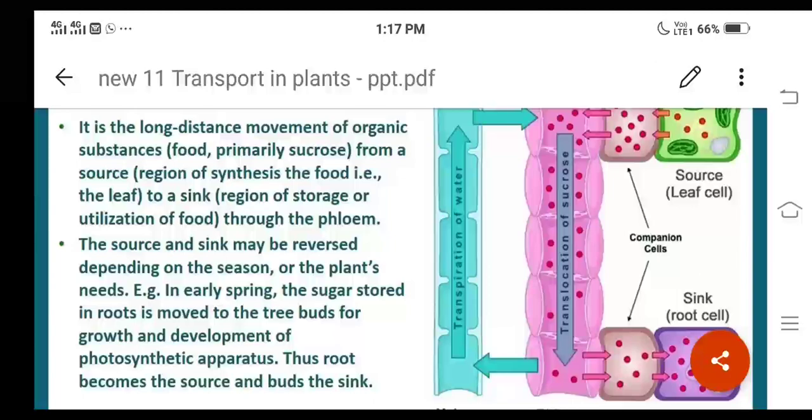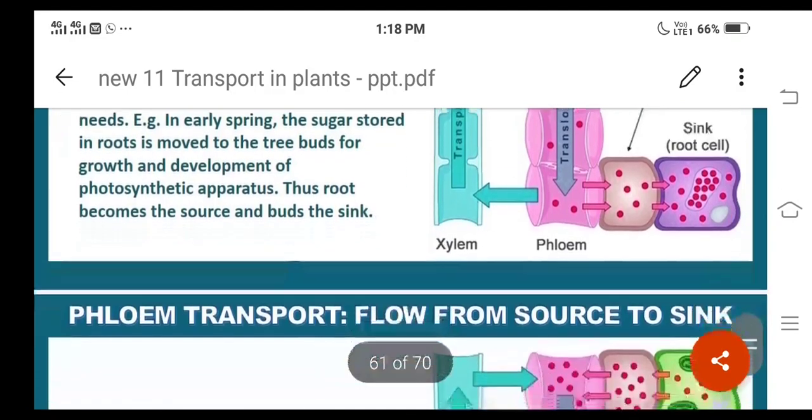At the time of food requirement, the buds will act as the sink here. The root part will act as the source, right? Tree buds and the development of photosynthetic apparatus. It means what here? Development of photosynthetic apparatus is nothing but the chloroplast development. Thus the root becomes the source and the buds become the sink, right?